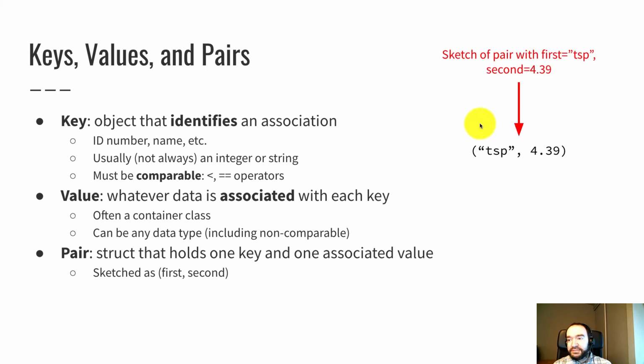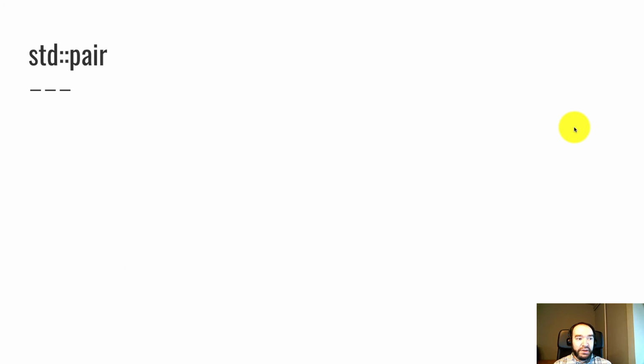So, for example, if I wanted to sketch the row of that unit conversion table that has teaspoons, the key is the string TSP and the value is the number 4.39. In pair terminology, the first value is that string, the second value is 4.39. So I would sketch that pair as paren string TSP in quotes, comma, 4.39, and then close paren.